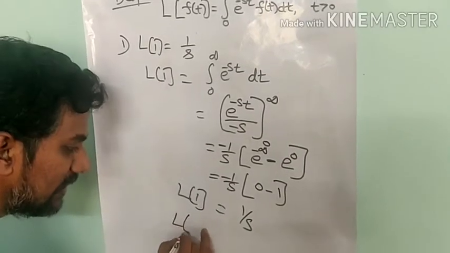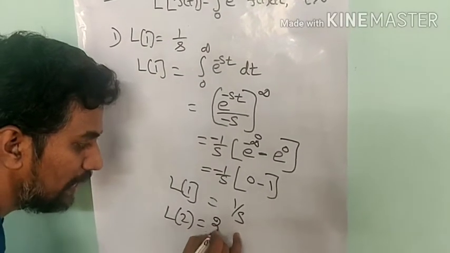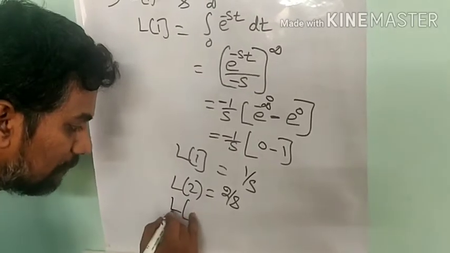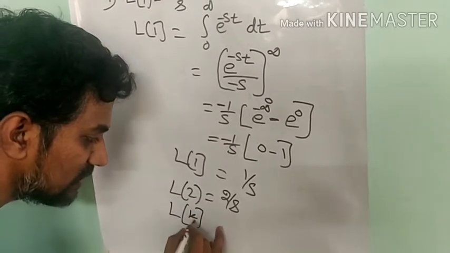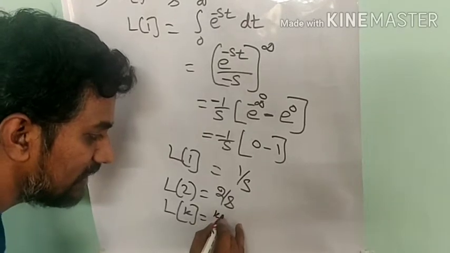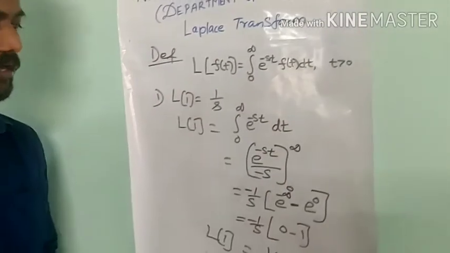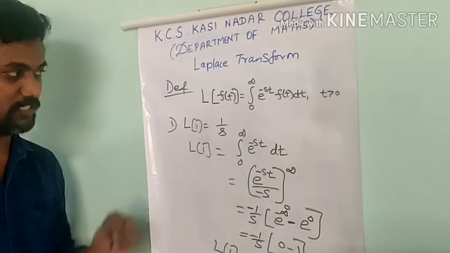Similarly, Laplace of 2 is 2 by s, and Laplace of 3 is 3 by s. Likewise, for any constant k, Laplace of k is nothing but k by s. So this is the basic constant formula in the Laplace transform. It is the first formula.